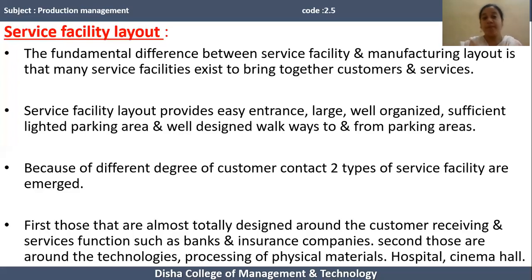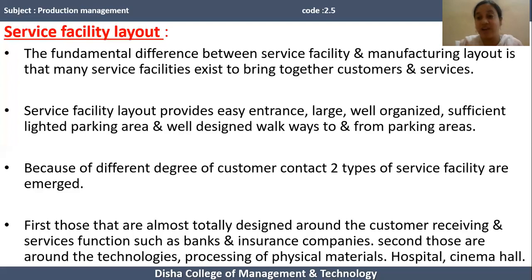So there are two types of service facility layout. According to the requirement of the service providing organization, they select a particular type of layout. The first one is almost totally designed around the customer receiving and service function. This means the first layout is related to the arrangement of everything related to receiving the customer and providing service to that customer only.